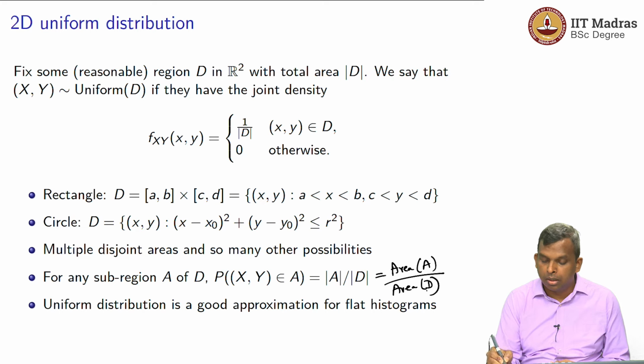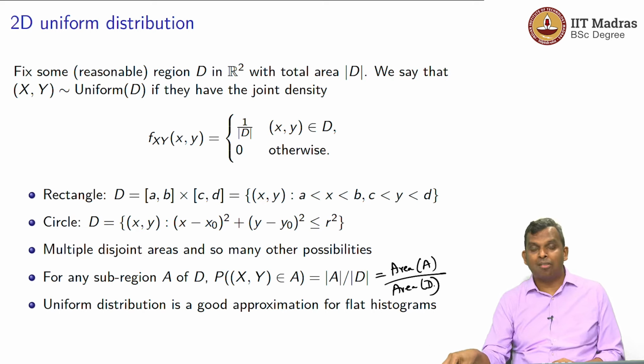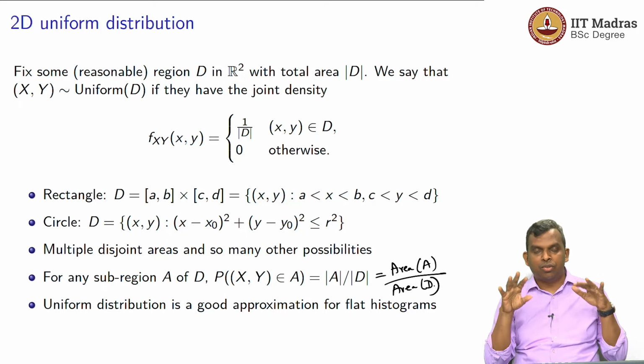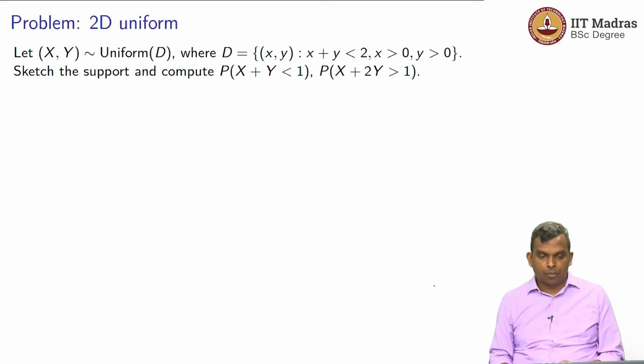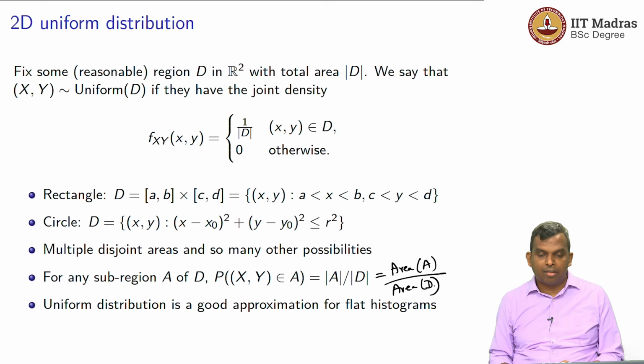Because it's uniform, this works out. Okay, so if you have a flat histogram without too much variation, roughly flat, then uniform is a very good model to use. Okay, so I have a couple of problems more.